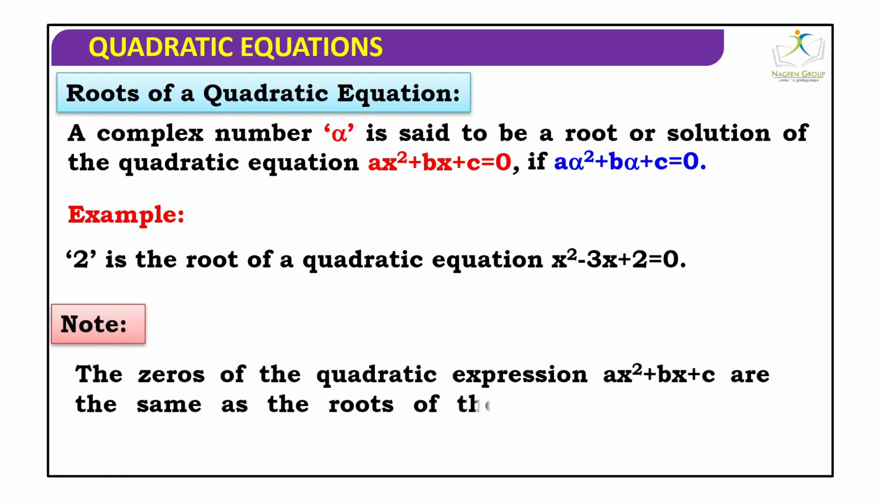The zeros of the quadratic expression are the same as the roots. Okay, what does zero mean? The value which makes this quadratic equal to 0. Find such a value that when put in the expression or equation, the total that comes is 0. That we call a zero. Same as it is, if we talk about the root of a quadratic equation, the value which, as you put it here, totally comes to 0 will be the root of the equation.